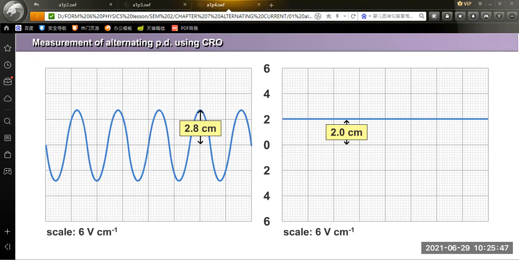If we set the scale at 6 watt per cm, then this is 2.8 cm. 2.8 times 6 is how much? We get 16.8 watt. But when we use DC, how much is it? It's just 6 times 2, that is 12 watt, versus 16.8 watt.